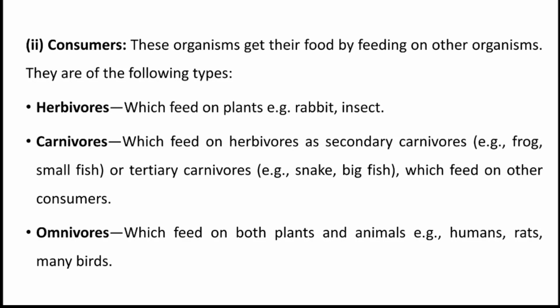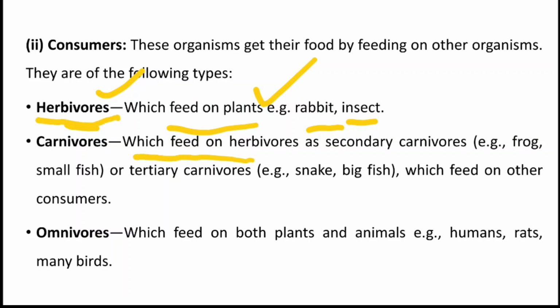Then consumers. These organisms get their food by feeding on other organisms. For example, herbivores feed on plants. That means they only consume green plants, for example rabbits and insects, and they are known as herbivores. Those which feed on herbivores are called carnivores or secondary consumers. Then omnivores feed on both plants and animals. For example humans: we can eat vegetables, we can also eat meat, chicken, so we are omnivorous.